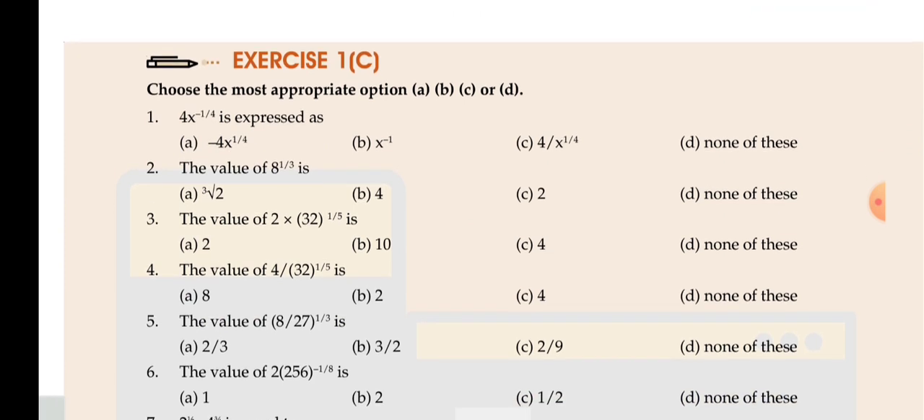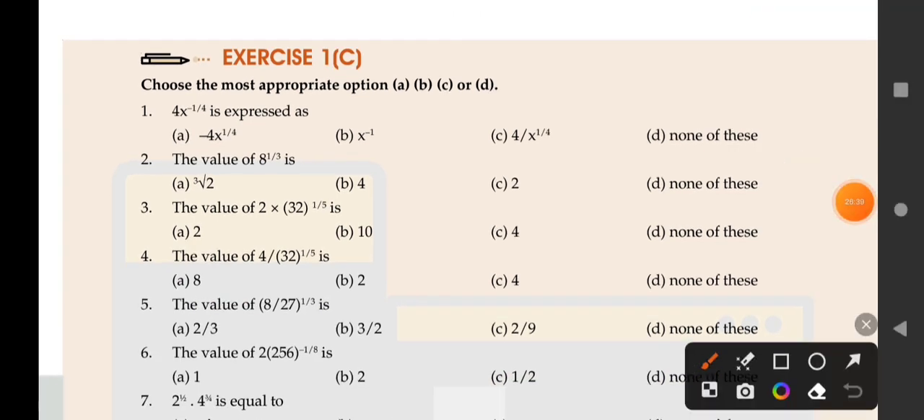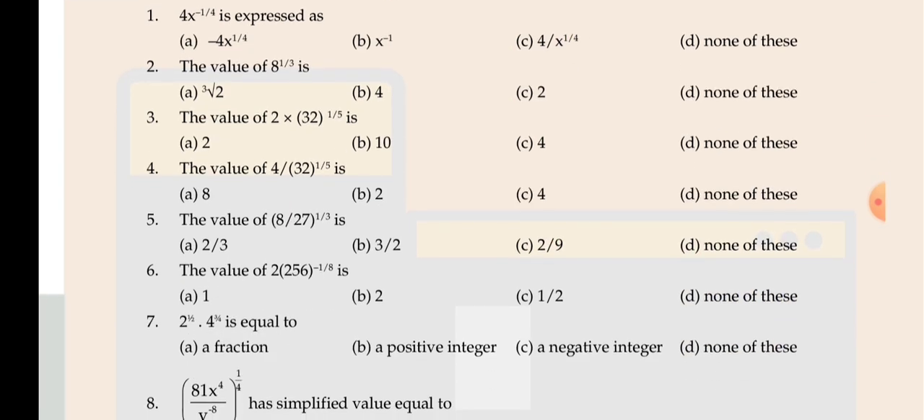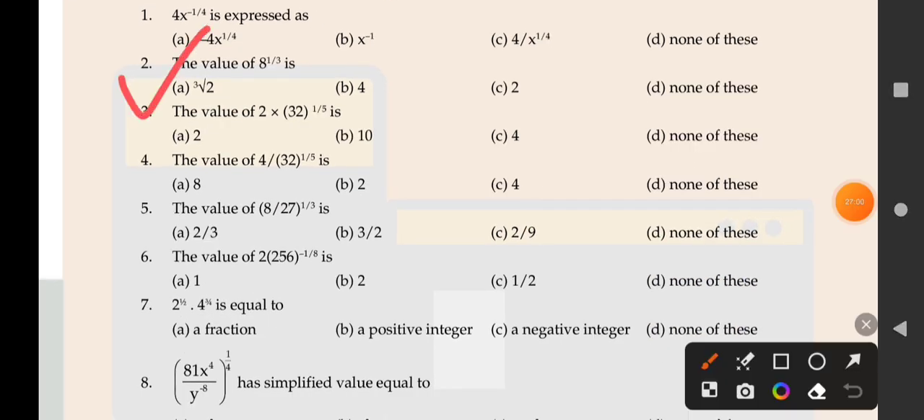Let's start with the exercise. First question. So 4, so it is in minus, correct? So 4, hold on. 4 divided by x power 1 by 4. This is how you're going to write. So option number C, okay. It was very simple. Second question. Cube root of 8 is 2. Next question. 32 is which power of 2? It is fifth power.